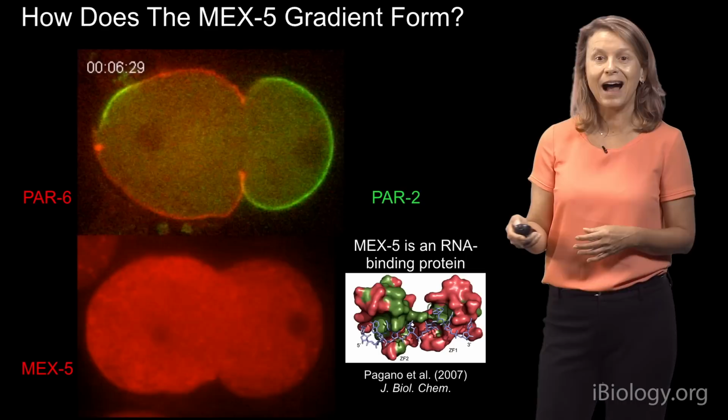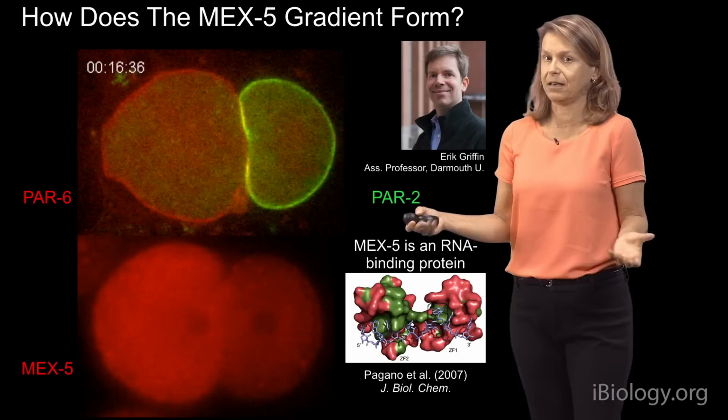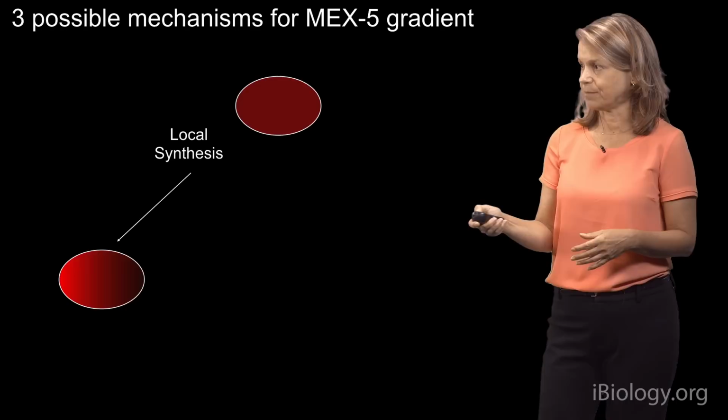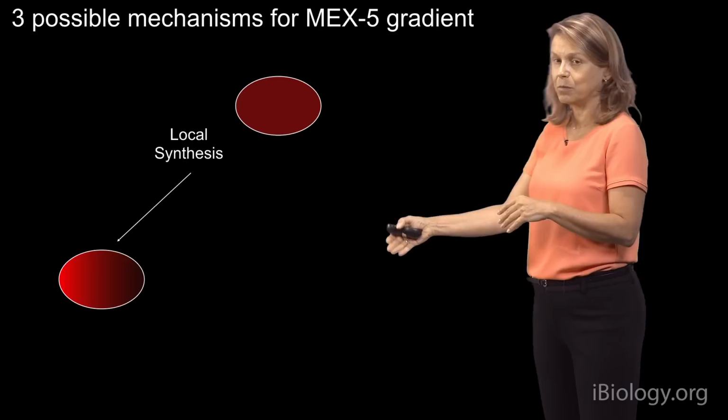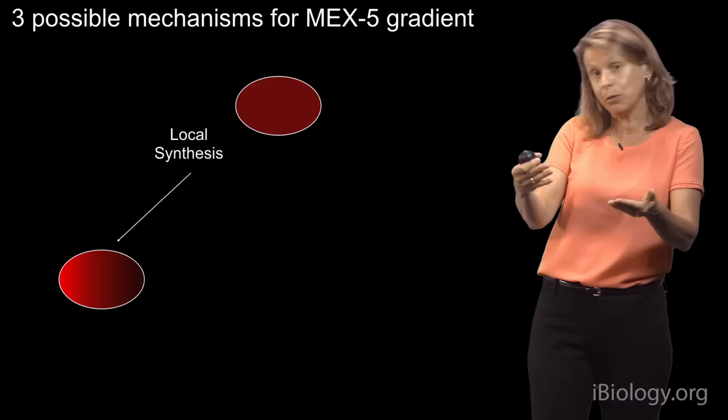This was the project of a postdoc in my lab, Eric Griffin. And Eric was interested in figuring out how do you make this MEX5 gradient. And at first, he considered three possibilities. So one idea, given that we can see that MEX5 starts out uniformly distributed and then becomes asymmetric, one possibility is that you just make more MEX5 in the anterior side. So you could translate more MEX5 protein specifically in the anterior cytoplasm, and that would give you a gradient.